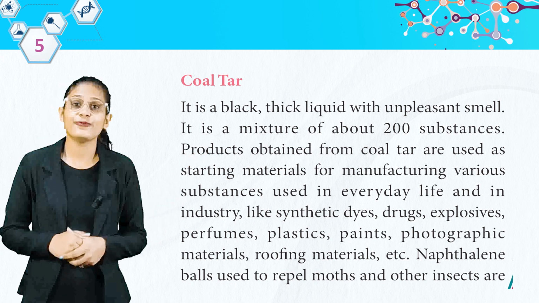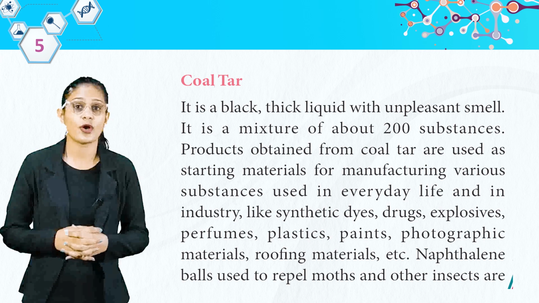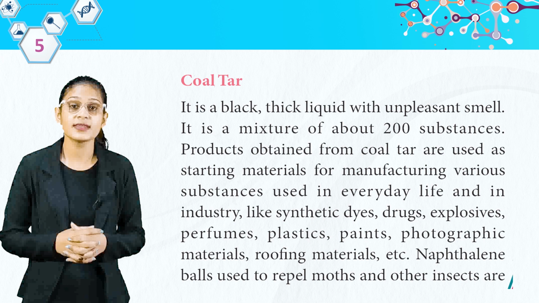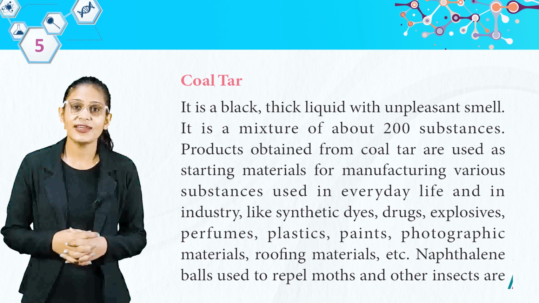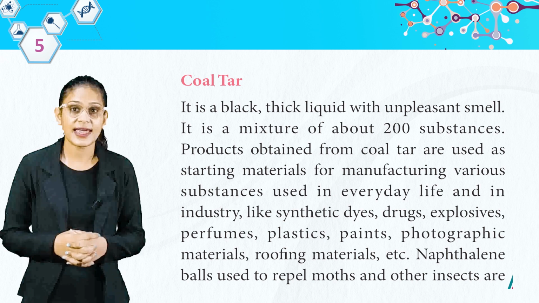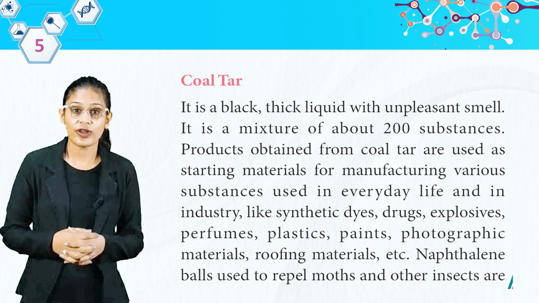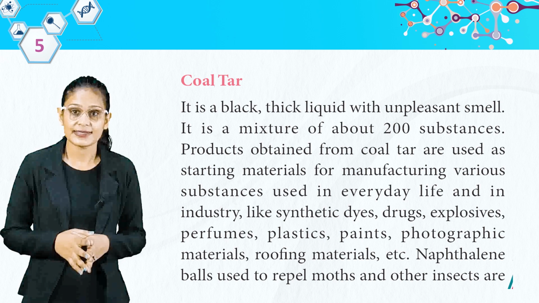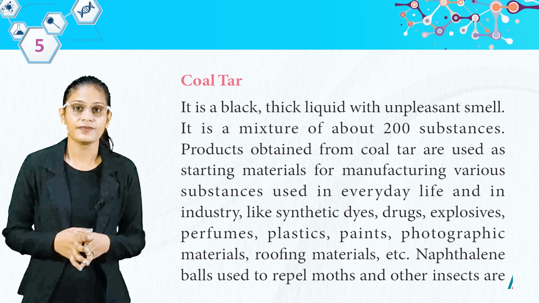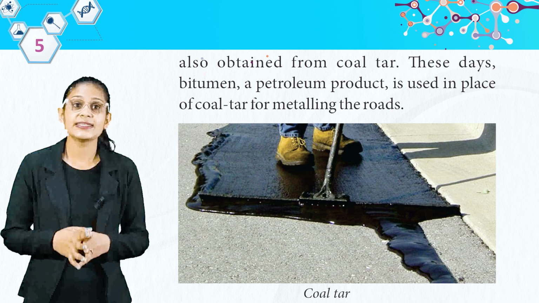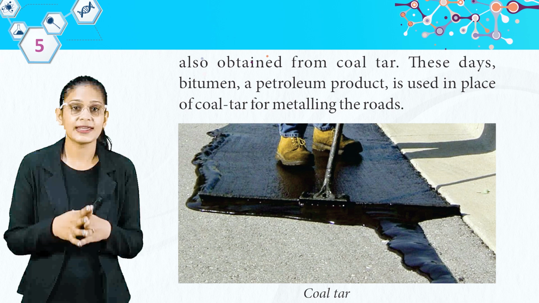It is a black thick liquid with unpleasant smell. It is a mixture of about 200 substances. Products obtained from coal tar are used as starting materials for manufacturing various substances used in everyday life and in industry, like synthetic dyes, drugs, explosives, perfumes, plastics, paints, photographic materials, roofing materials, etc. Naphthalene balls used to repel moths and other insects are also obtained from coal tar. These days, bitumen, a petroleum product, is used in place of coal tar for metaling the roads.